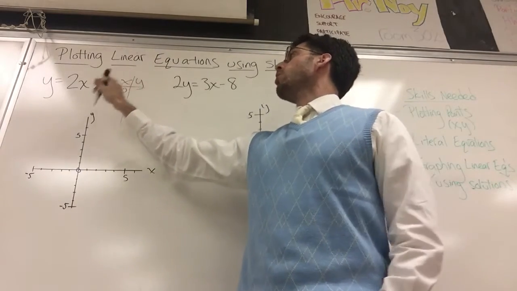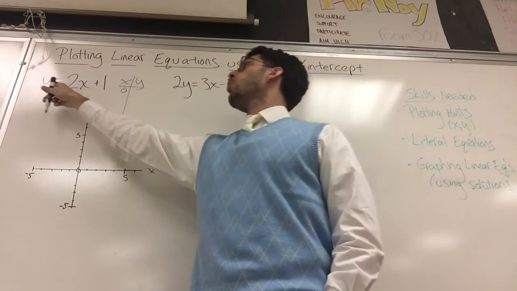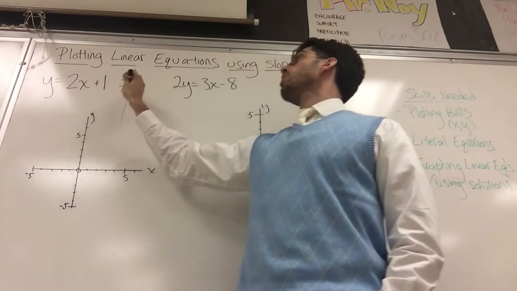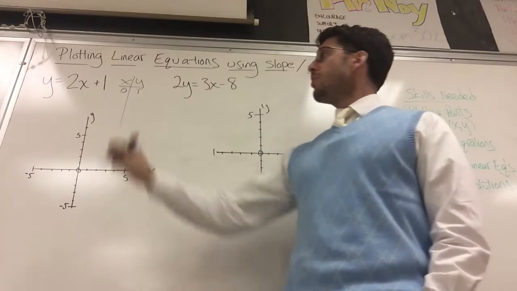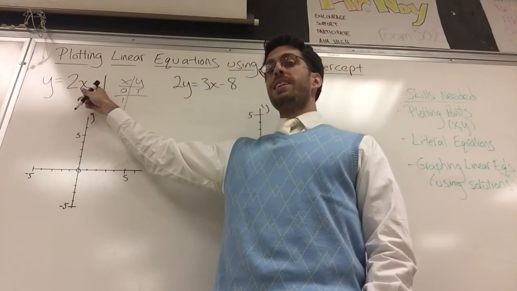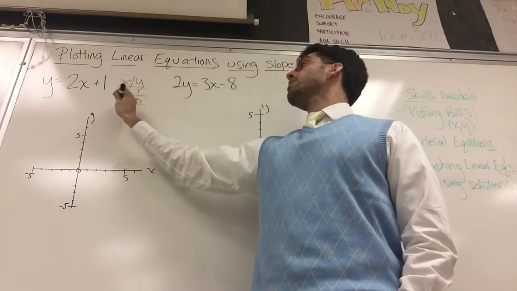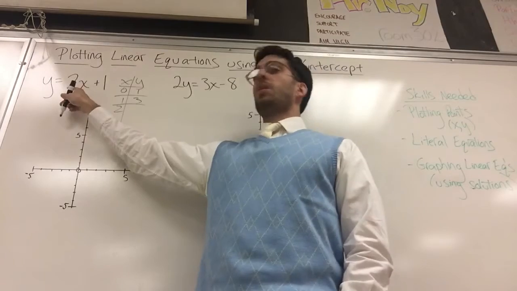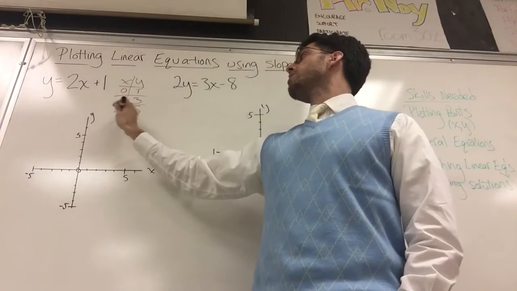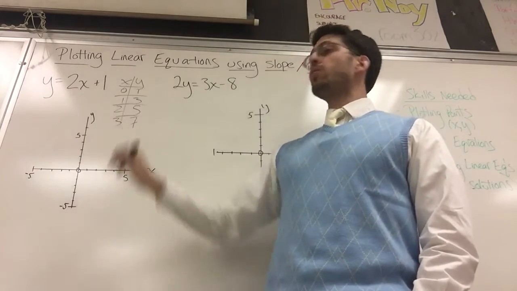If x was 0, I plugged in 0 for x. 2 times 0 is 0 plus 1. y equals 0 plus 1 is 1, so y equals 1. If x is 1, 2 times 1 is 2 plus 1 is 3, so y equals 3. If x is 2, 2 times 2 is 4 plus 1 is 5. If x is 3, 2 times 3 is 6 plus 1 is 7. And you kind of get the idea.